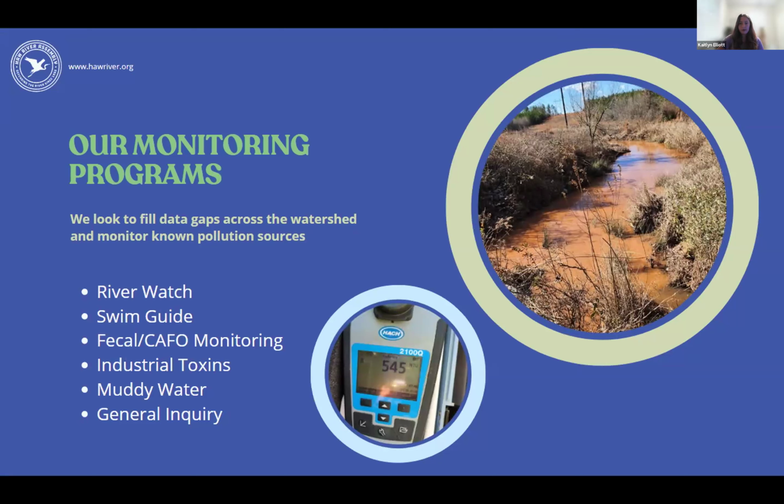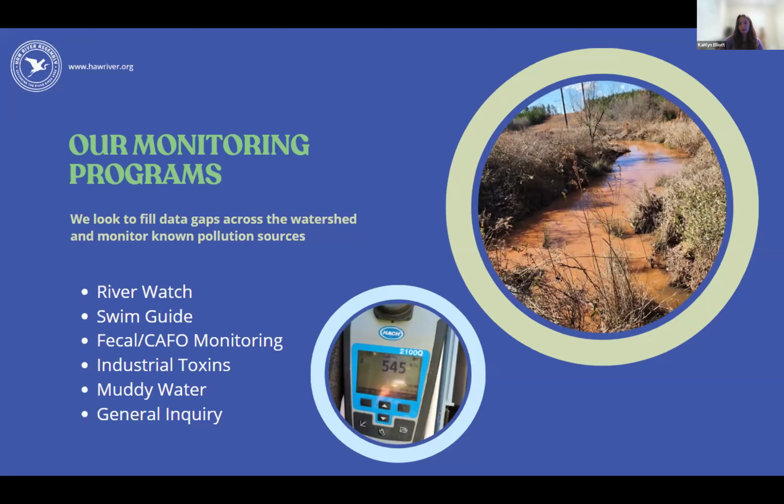We have a few different programs that we use. First is our River Watch program, which you heard a little bit about in the last workshop. This program is our volunteer stream monitoring. Volunteers collect, identify aquatic macroinvertebrates, and calculate a macroinvertebrate index score. They also note habitat characteristics such as pH, water transparency, and water temperature.